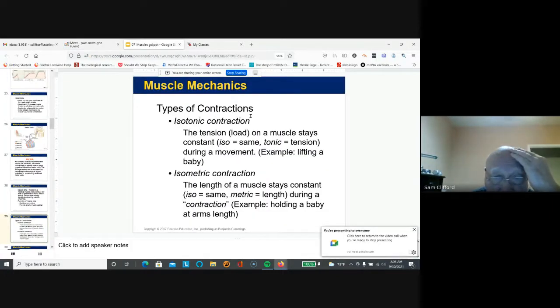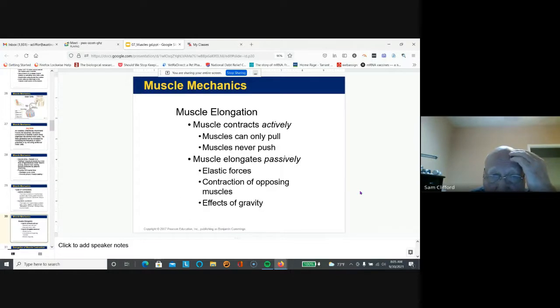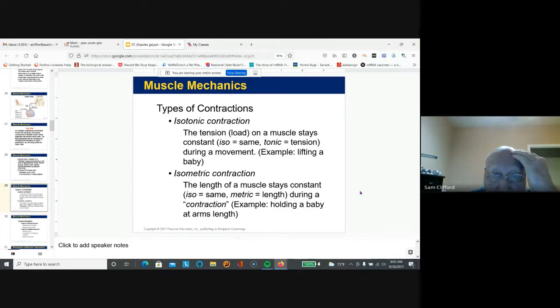Okay, types of contraction. Isotonic contraction: the muscle tension is constant. That's going to allow you to lift the baby and you have contraction. Isometric is when the length of the muscle stays constant during a contraction. So what does that look like? So we'll have to talk about this some more.